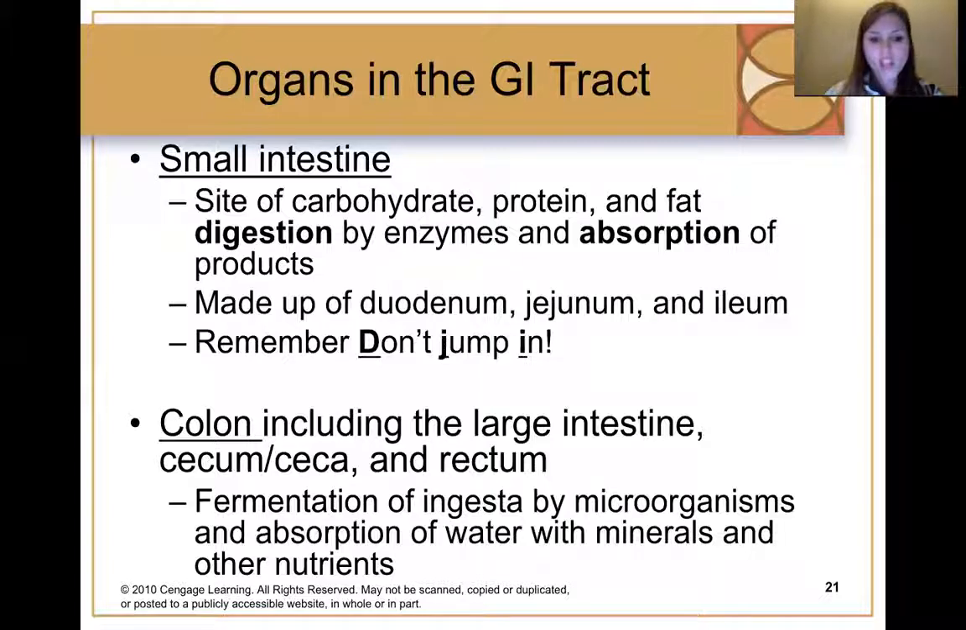So next, after the small intestine, we have the colon. So the colon includes the large intestine, the cecum, or in birds, they have 2, so ceca, and the rectum. So that's all considered the colon. So the colon is where fermentation of the ingesta by microorganisms happens. So just like the rumen in the cow. And then absorption of water also happens in the colon, as well as minerals and other nutrients.